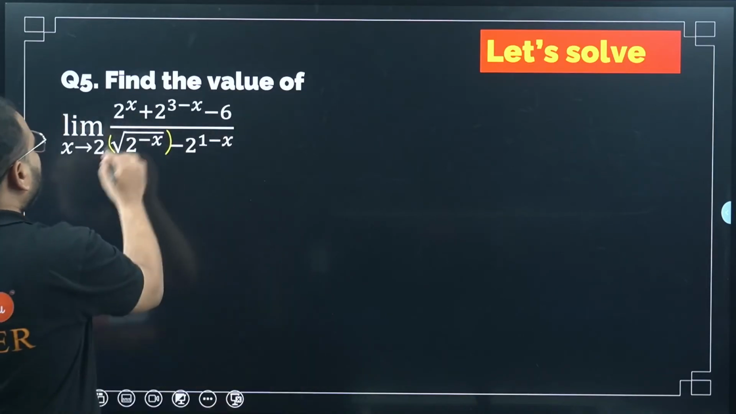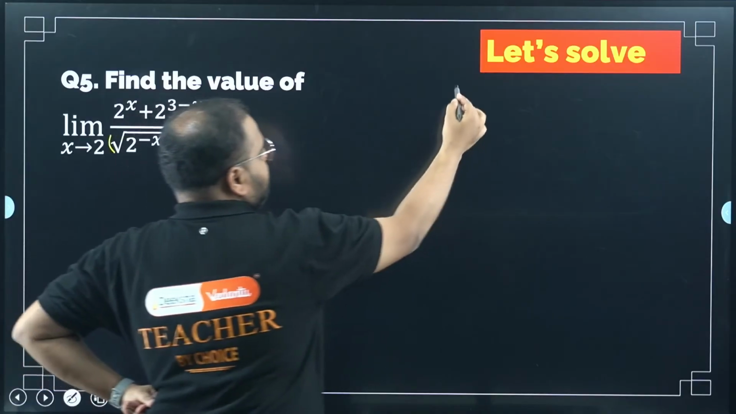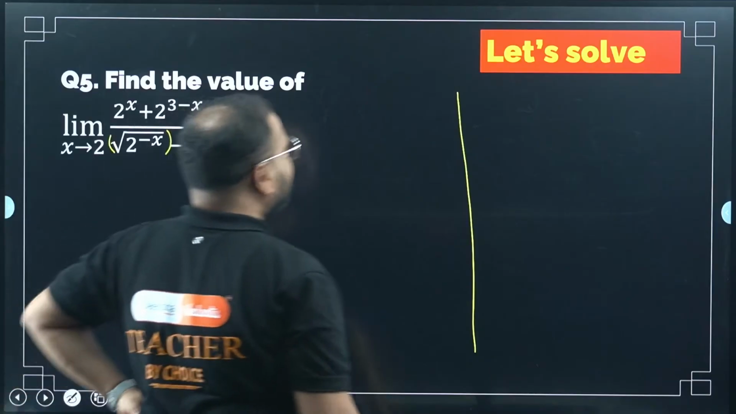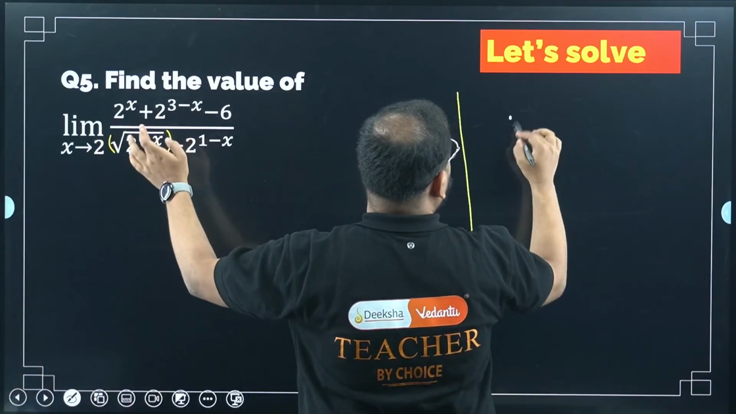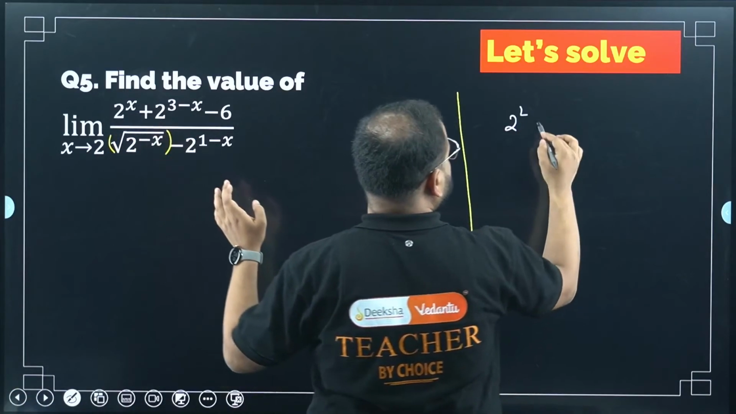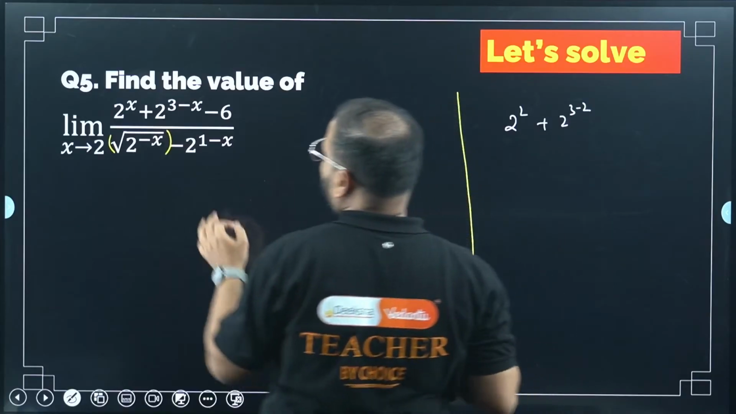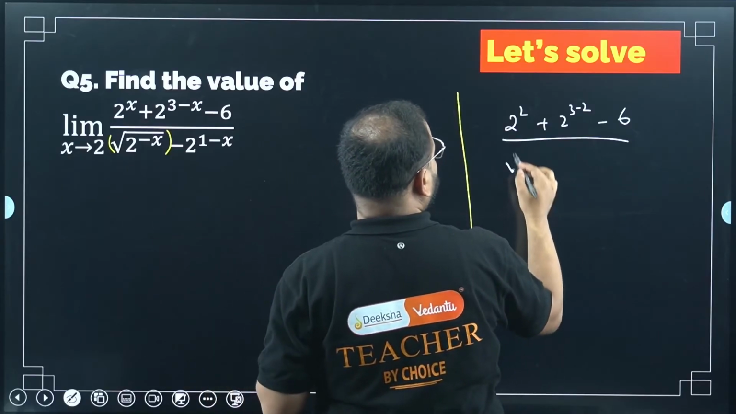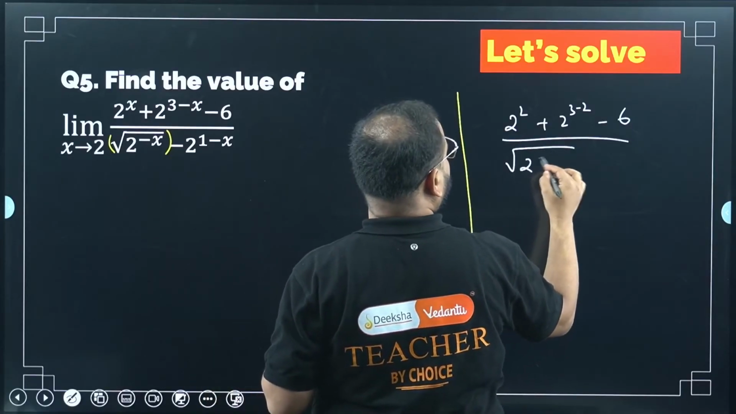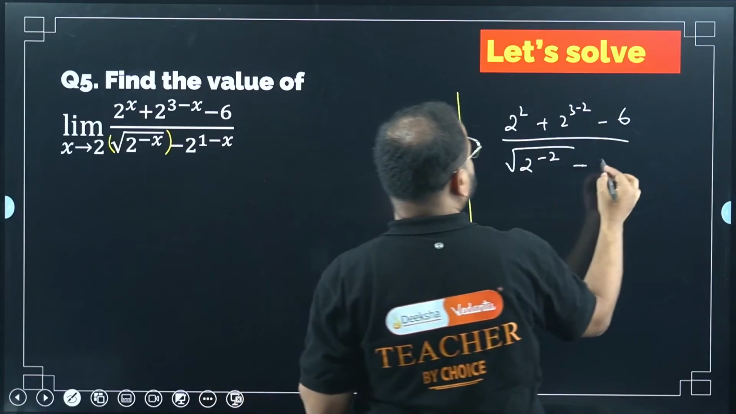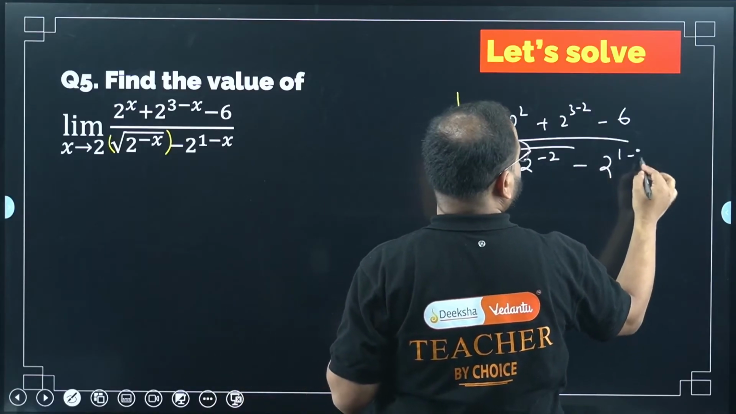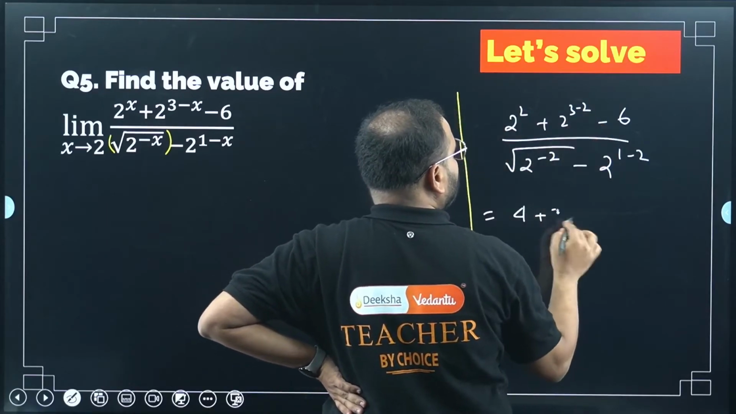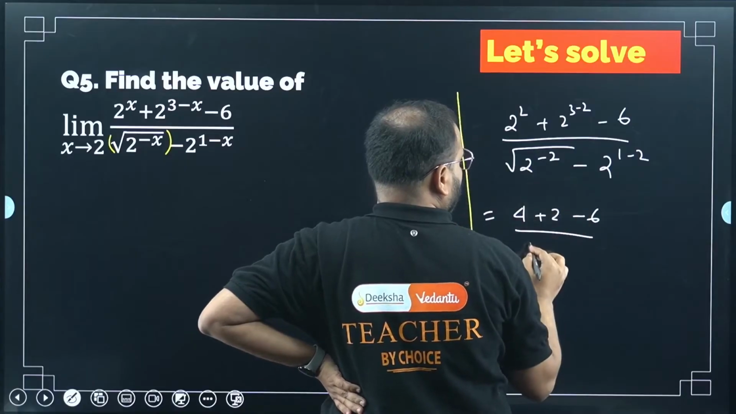Let's check. If I take 2 power 2, let's check whether it is an indeterminate form or not. Just for fun, we can find the limit, but let's check. 2 power 2 plus 2 power 3 minus 2, minus 6. Again, root of 2 power minus 2 minus 2 power 1 minus 2. Please check. 2 power 2 is 4. 2 power 3 minus 2 is nothing but 2, minus 6.